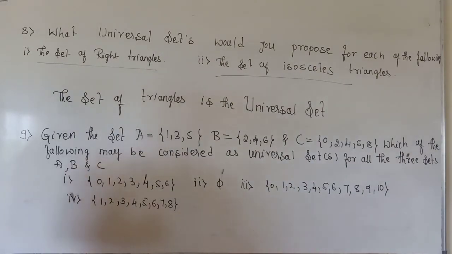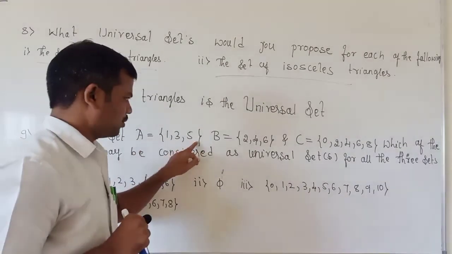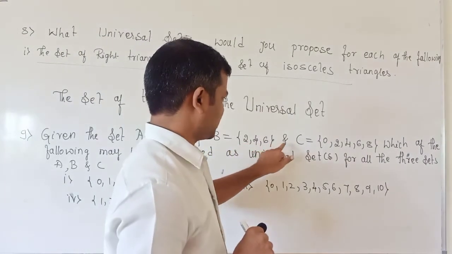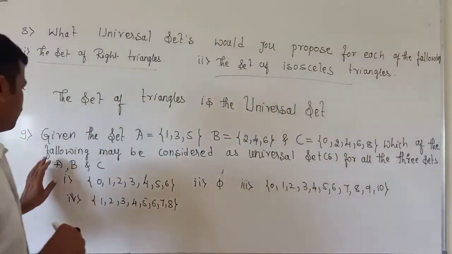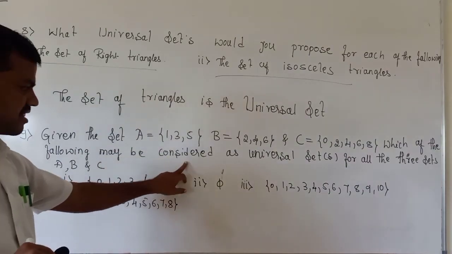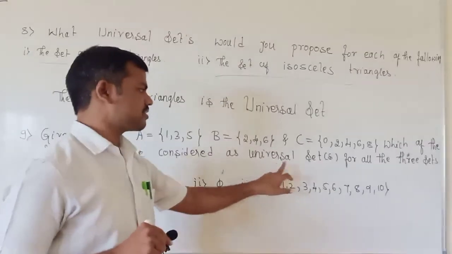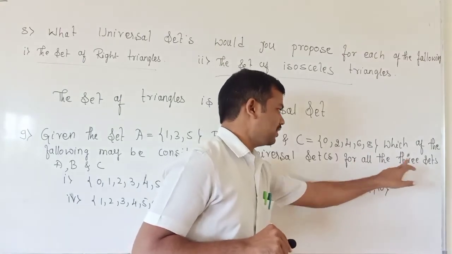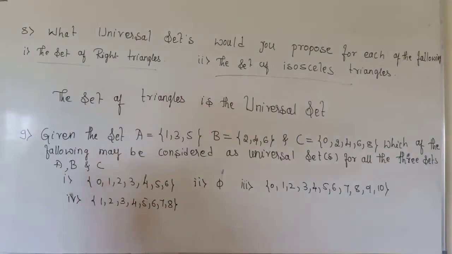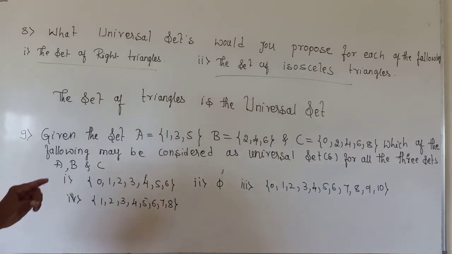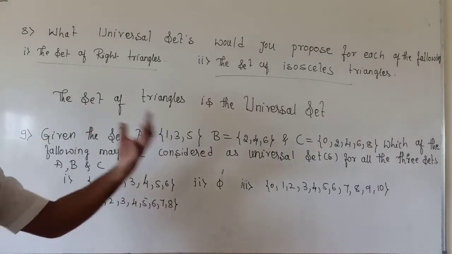Given the sets A is equal to {1, 3, 5}, B is equal to {2, 4, 6} and C is equal to {0, 2, 4, 6, 8}, which of the following may be considered as a universal set for all the three sets A, B, C? We have already come to know from the previous example that a universal set is a set which contains all the elements of its subsets.